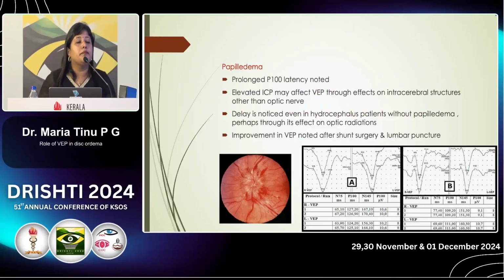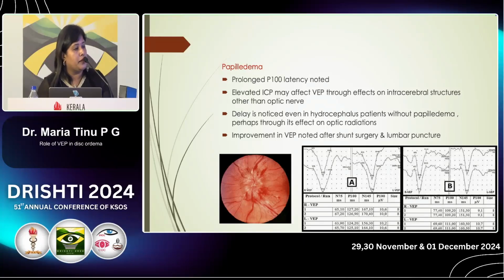Papilledema. In papilledema, the VEP waveforms can be normal or the P100 latency can be prolonged. The problem is that elevated ICP may affect the VEP waveforms through its effects on the intracerebral structures rather than on the optic nerve. So we can notice increased VEP latency in patients having hydrocephalus without papilledema, having increased P100 latency. Maybe it's due to effects on the optic radiations. And after shunt surgery, or even after lumbar puncture, we can see improvement in P100 latency.